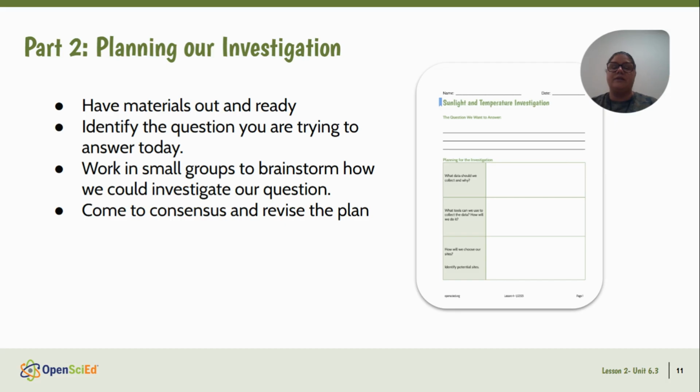We want to get the students to think about what our question is that we're trying to answer, and identify the question that we plan to investigate by practicing putting an independent and dependent variable into that question. We want to work with partners and small groups to plan out in those boxes that you see in the handout what we plan to do. And then come to consensus in the science circle on a plan for tomorrow's investigation.